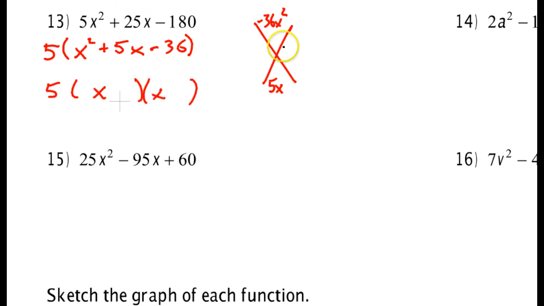All right, so here we go. What two numbers multiply to negative 36x squared and add to 5x? 9x and negative 4x. There you go. So we can go over here. We have x squared, negative 36. Okay, go ahead and make our box.